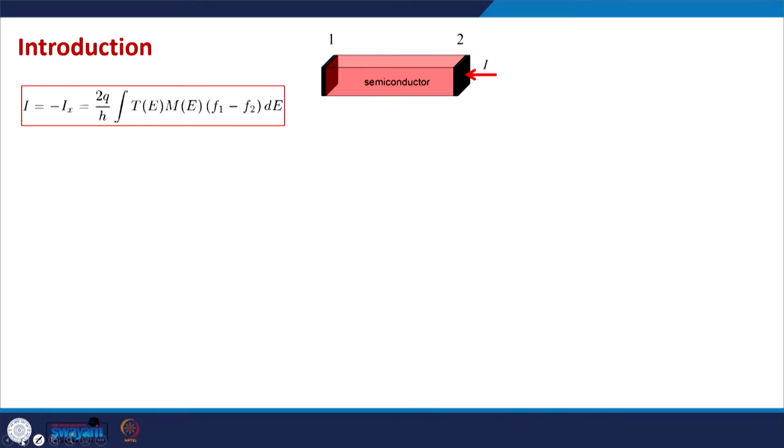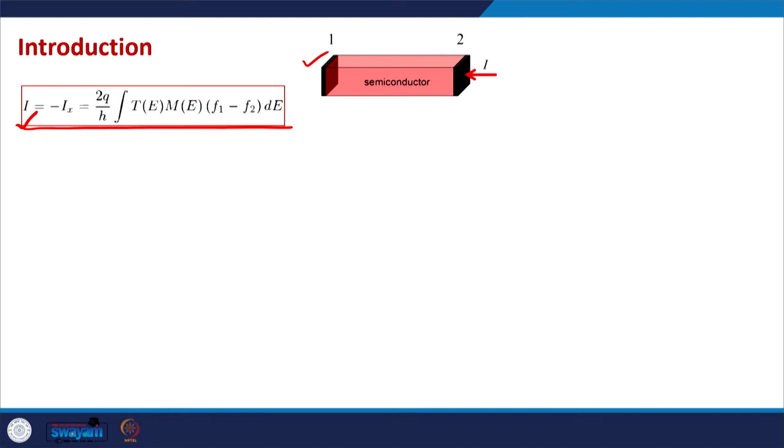We also started discussing thermoelectric effects, and we started with this familiar expression, the expression for current in a conductor. In a conductor like this, a semiconductor material which has contact 1 on the left side and contact 2 on the right side, the current through this bulk semiconductor is given by this expression, which we have already seen. This expression essentially comes from Landauer's general model of transport.